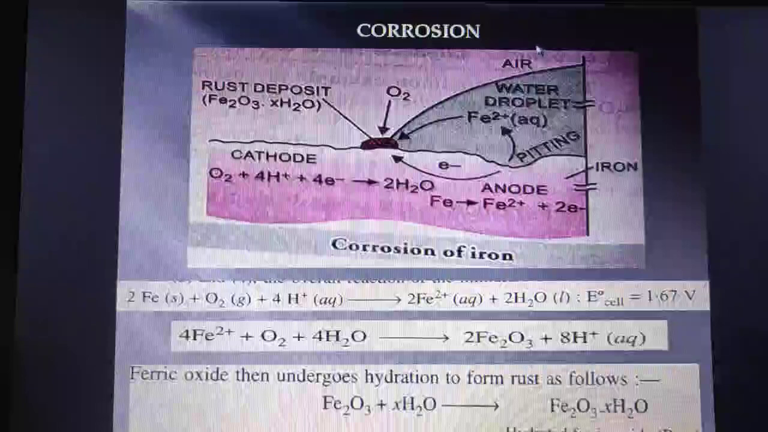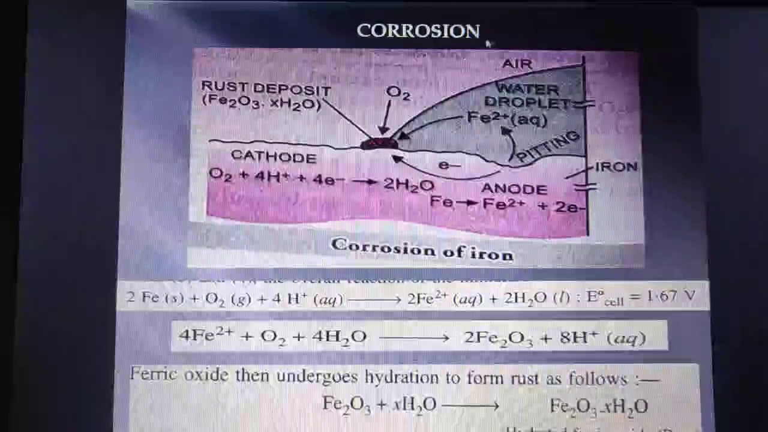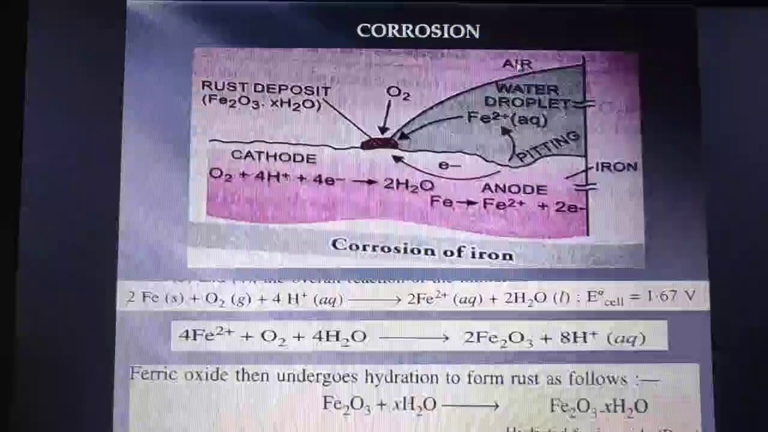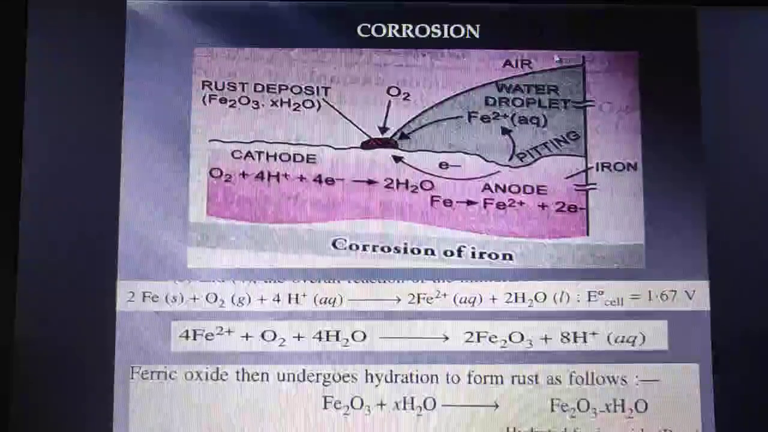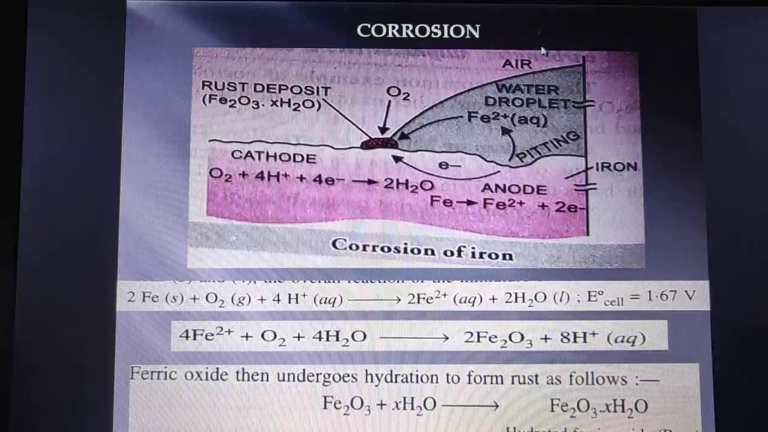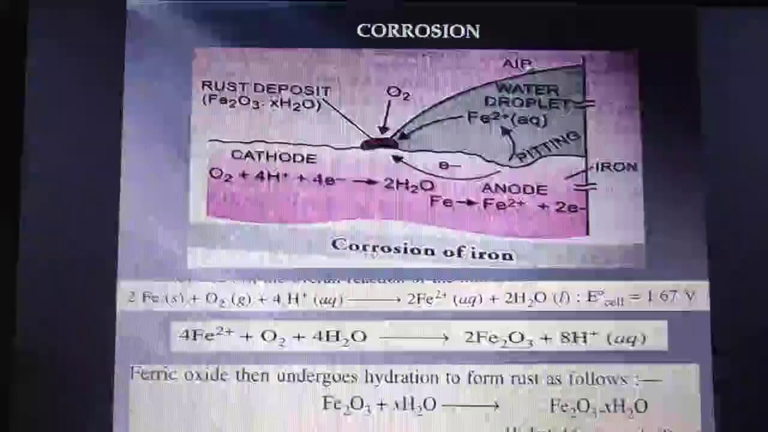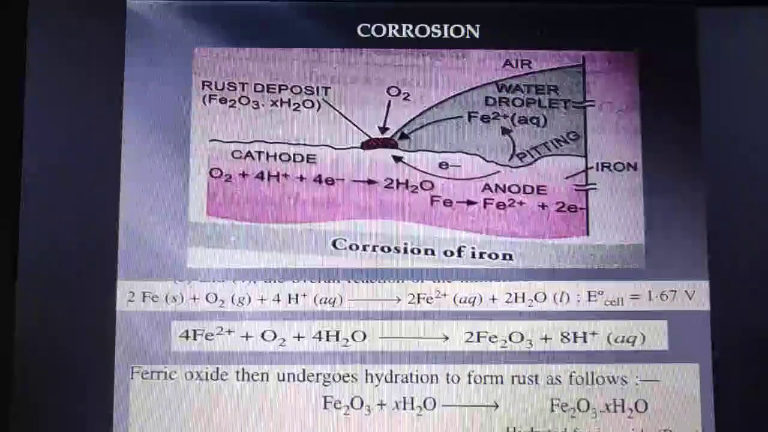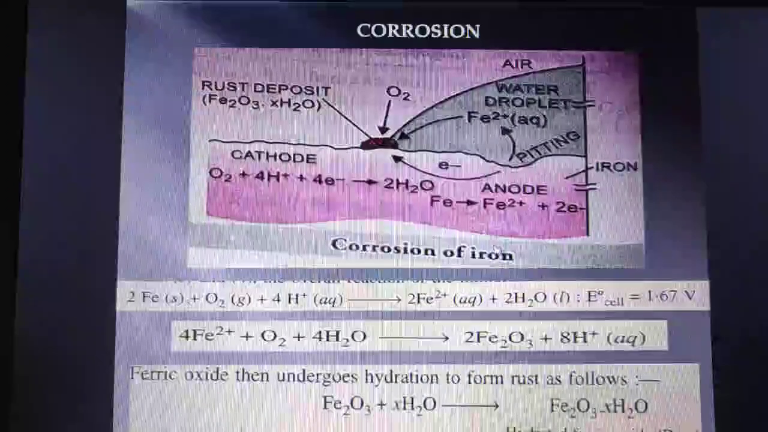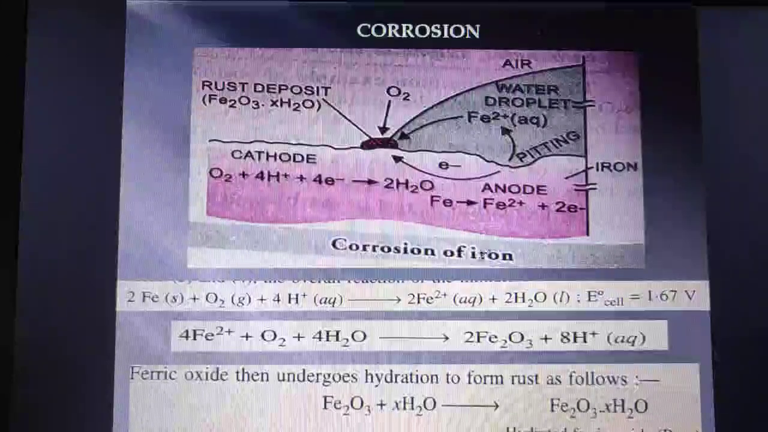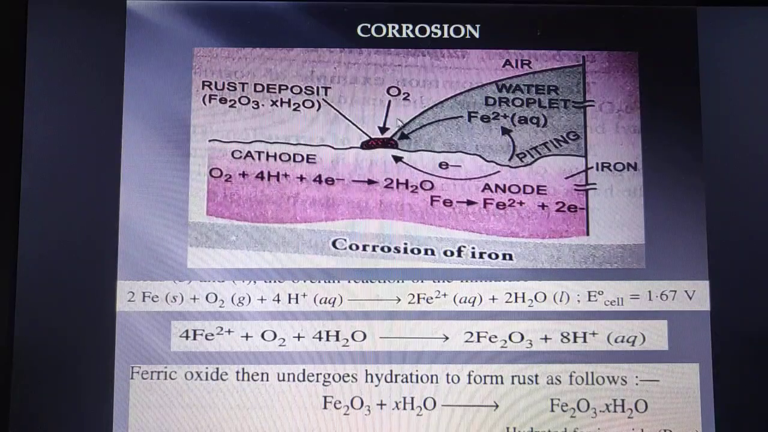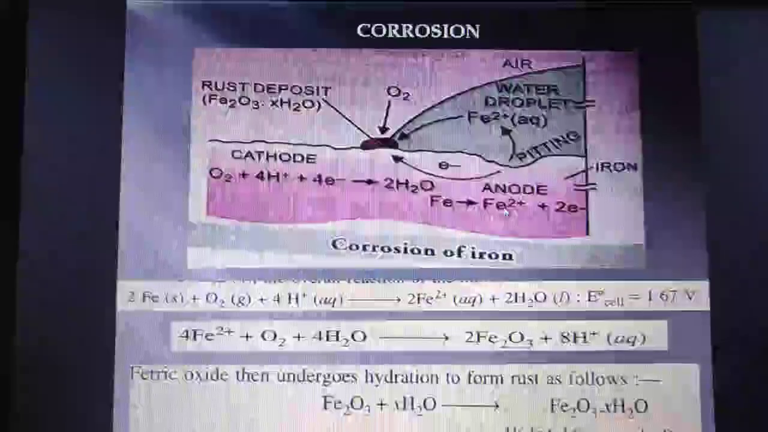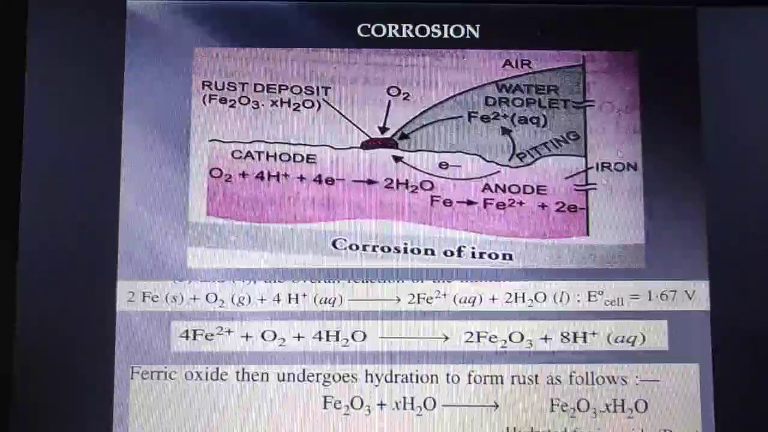Corrosion is the process in which metals are slowly eaten away by the attack of atmospheric gases on the surface of metals, by the formation of compounds such as oxides, sulfides, carbonates, sulfates, etc. The most common example is the corrosion of iron, where rust is formed. The corrosion of iron is an electrochemical process which can be explained with the help of this figure.